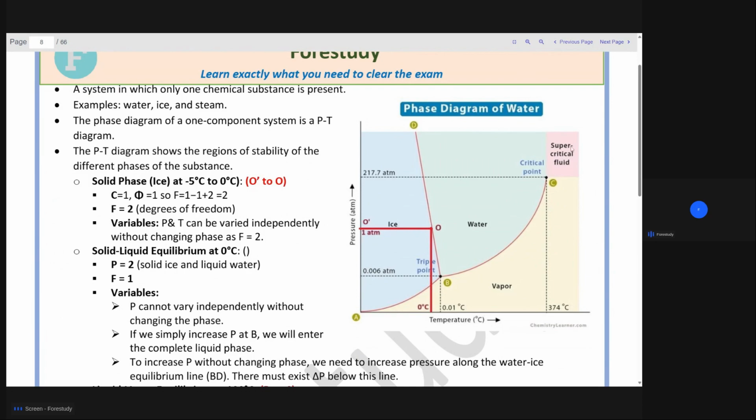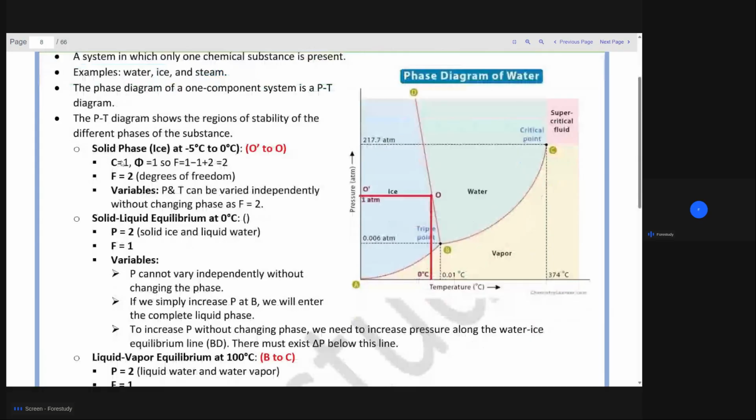Above this, in the supercritical fluid region, it is very hard to define the one component system of H2O. So this is actually an undefined area. Up to this part, it is totally defined, but here we will see how this undefined behavior comes up. A one component system is a system in which only one chemical substance is present. Examples are water, ice, and steam. The phase diagram of a one component system is a PT diagram, of pressure and temperature. The PT diagram shows the regions of stability of the different phases of the substance.